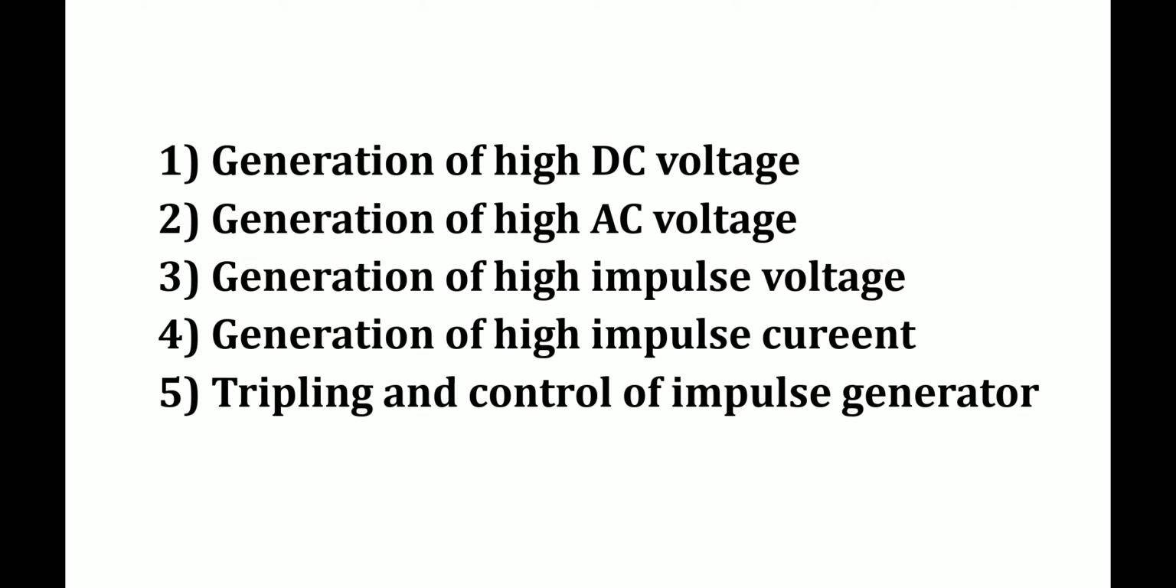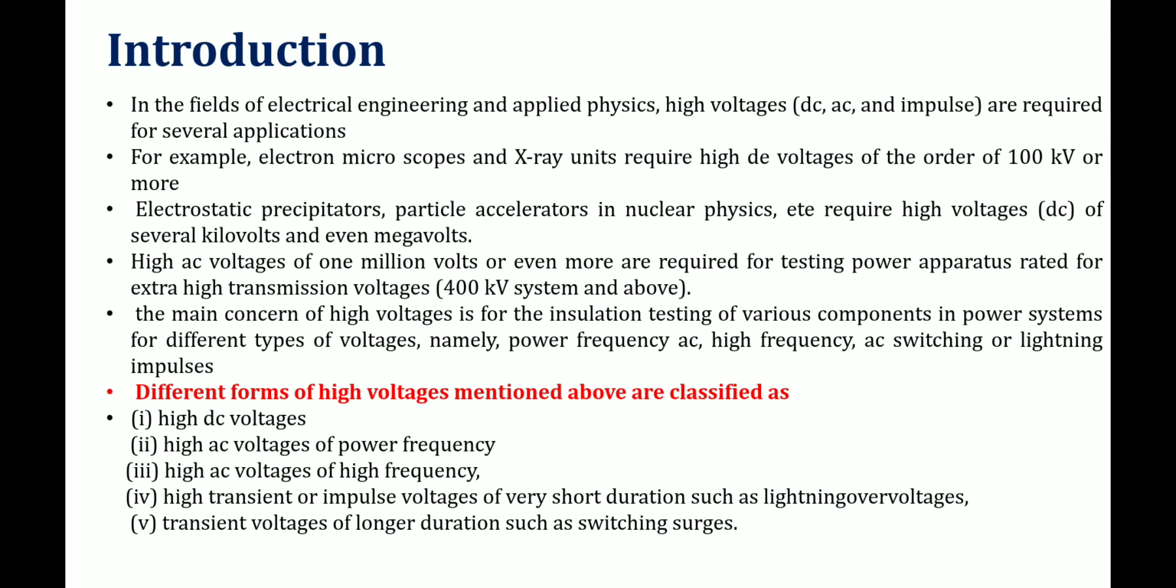Let me start with some introduction about module 2. In the introduction, first, the high voltages: DC voltage, AC voltage, and one more, the impulse voltage. First, try to understand the meaning of these voltages. DC means direct current, AC is alternating current, and this is impulse. This impulse is also called a transient.